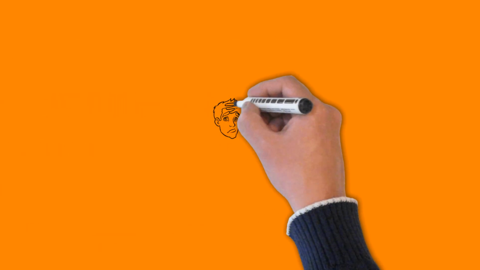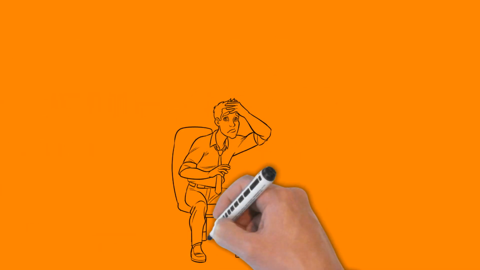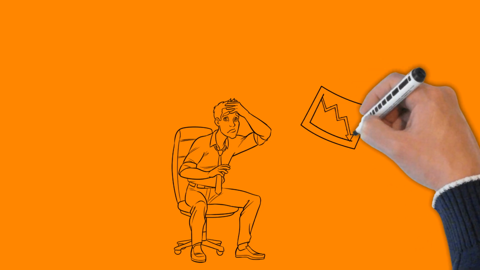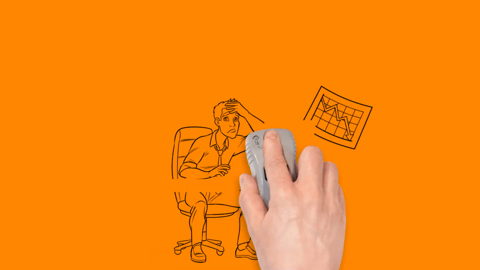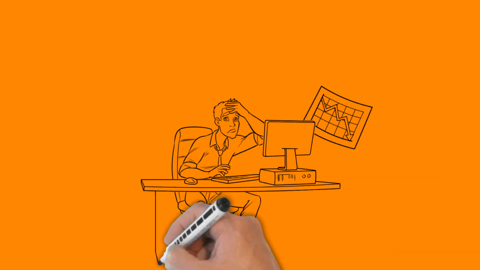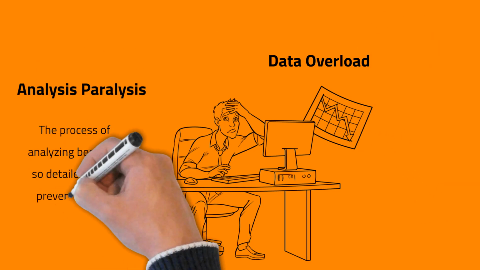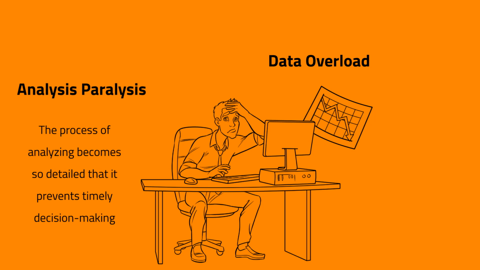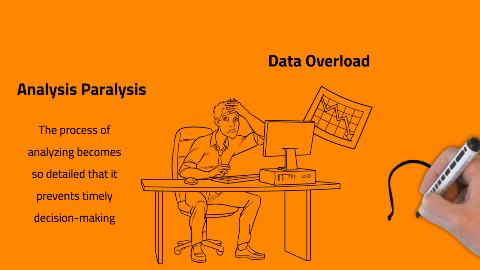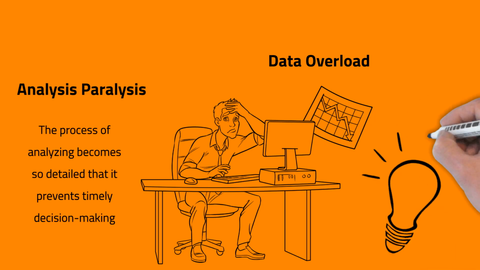The analyze phase can come with its own set of challenges. Teams may encounter data overload, where too much information makes it difficult to see the root causes clearly. It's also common to fall into analysis paralysis, where the process of analyzing becomes so detailed that it prevents timely decision-making. To avoid these pitfalls, focus on the most impactful data and use tools like hypothesis testing to validate findings. By staying data-driven and focused, you can uncover the true causes of variation and defects.